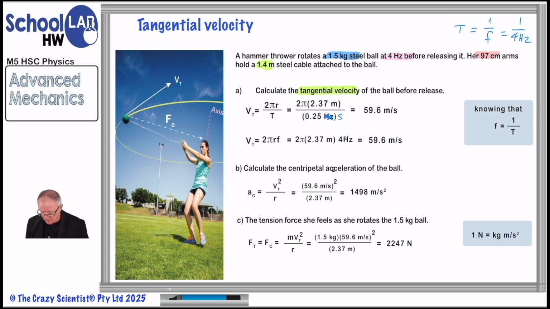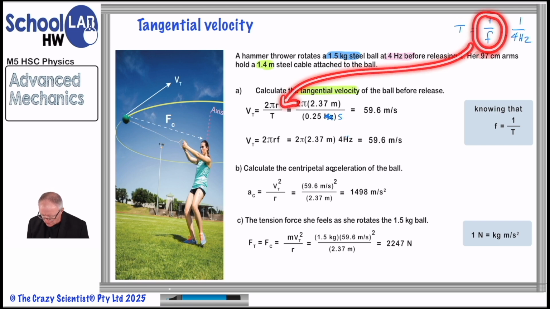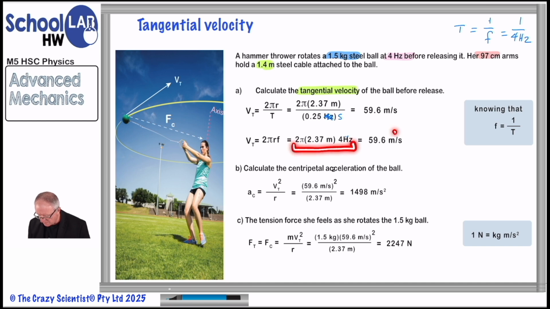If we were to try and use this similar equation, but we know that period is equal to 1 over f. Okay, so if I substitute 1 over f into that equation, then I will get this one here. Okay, and so that means that now I can do the same calculation and I end up with the same answer. Okay, so I've used two different ways to calculate it pretty much to get the same answer.